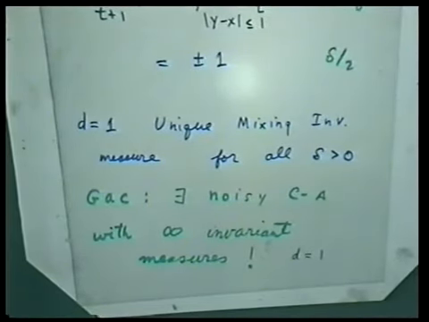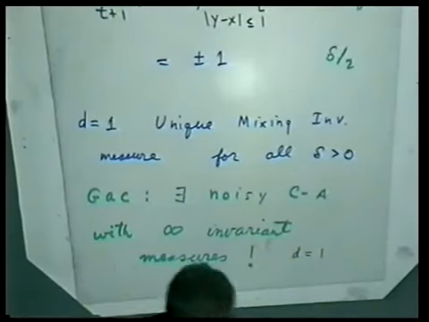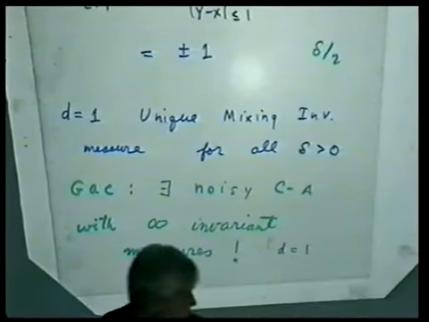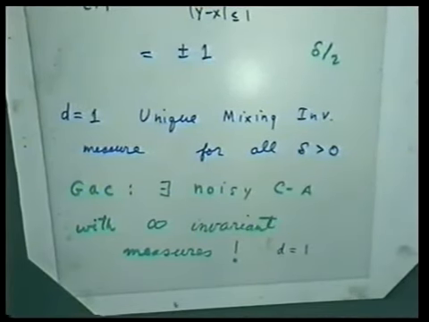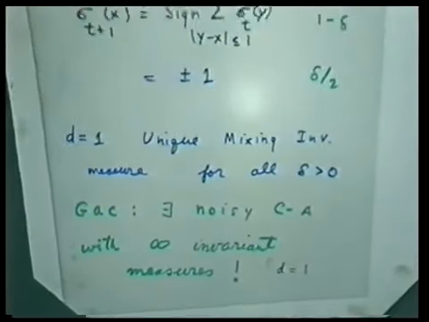Okay? GAC is a person? Yes. GAC is a person. CA is cellular automata. Okay? So this is the D equals 1 result for the majority vote.